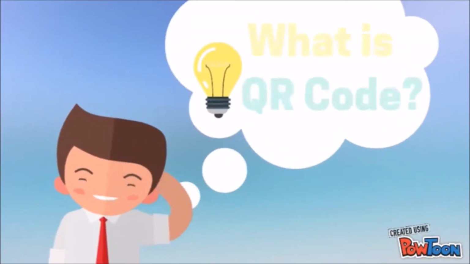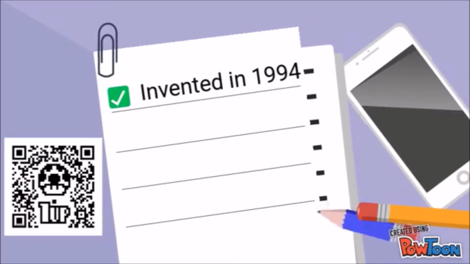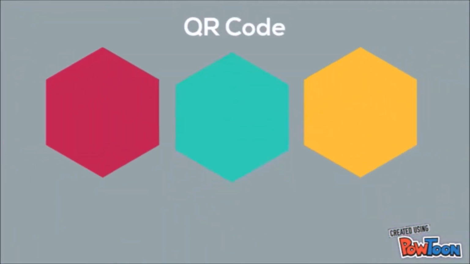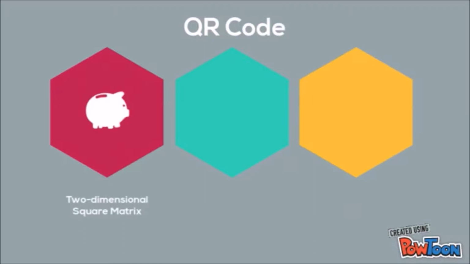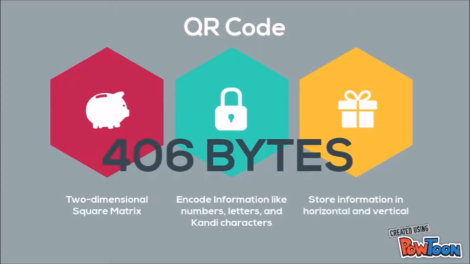So, what is a QR code? The QR code was invented in 1994 by a Japanese company, Denso Wave Corporation. It is a two-dimensional square matrix format barcode that can encode information like numbers, letters, and kanji characters. It could store information in two directions, horizontal and vertical, which means it could store more information, up to 406 bytes, than a normal barcode within a limited space.